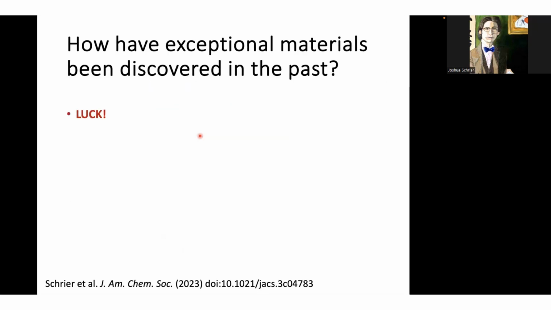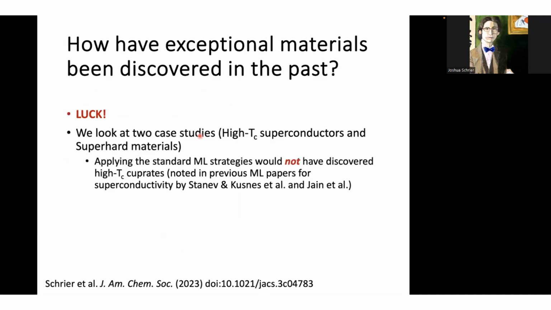How have exceptional materials been discovered in the past? Mostly just luck. So we really tried to dig into the history of how people have discovered and exploited high TC superconductivity, and also the discovery of superhard materials. In particular, we looked at ways in which people have tried to use machine learning to drive this approach, or have looked retrospectively and said, pretend that I knew nothing about cuprate superconductors, but could I use machine learning on the pre-cuprate, BCS theory superconductors to make predictions?